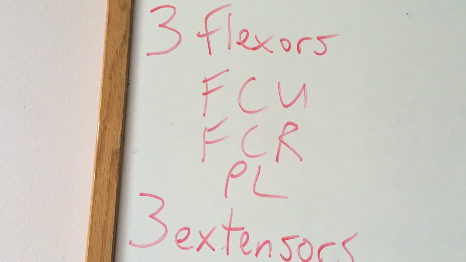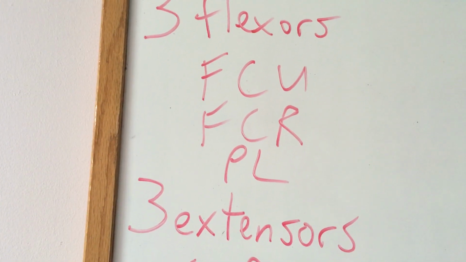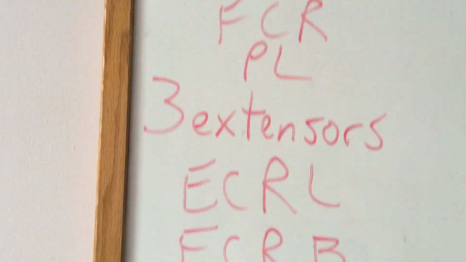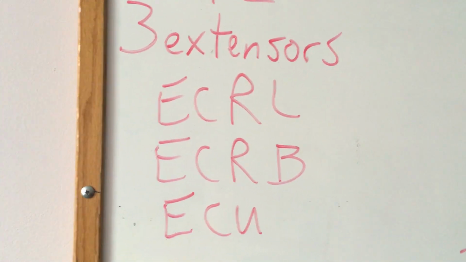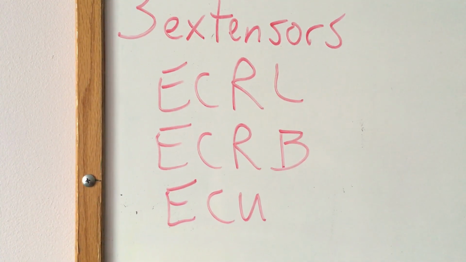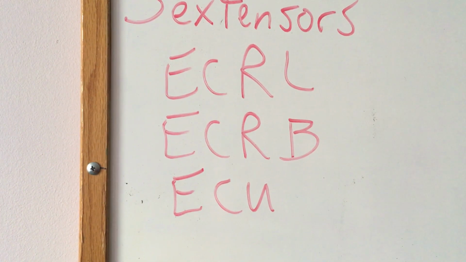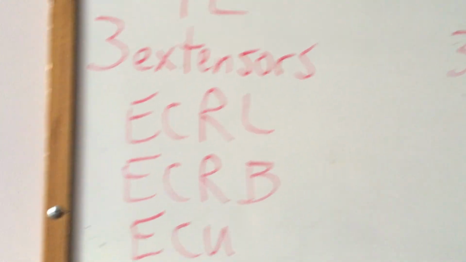For function, flexor carpi ulnaris does flexion of the wrist and ulnar deviation. Radialis is radial deviation. Palmaris longus does just flexion. The three extensors: extensor carpi radialis longus does radial deviation as well as extension. Extensor carpi radialis brevis does just extension, and extensor carpi ulnaris does extension as well as ulnar deviation.